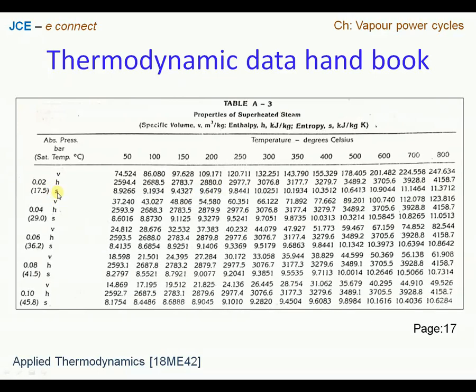Likewise, for entropy also, the entire row corresponds to the entropy values for the given temperatures listed above. For example, for 50 degrees Celsius, the entropy for 0.02 bar will be 8.9266 kilojoule per kg Kelvin. So this is how we try to understand the data being given in the data table and pick up the right value depending upon the pressure or the temperatures that are given to us in the problem.